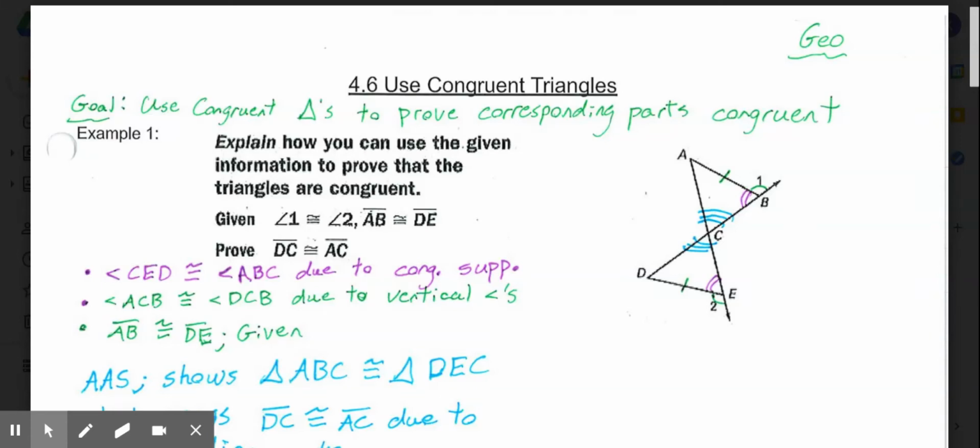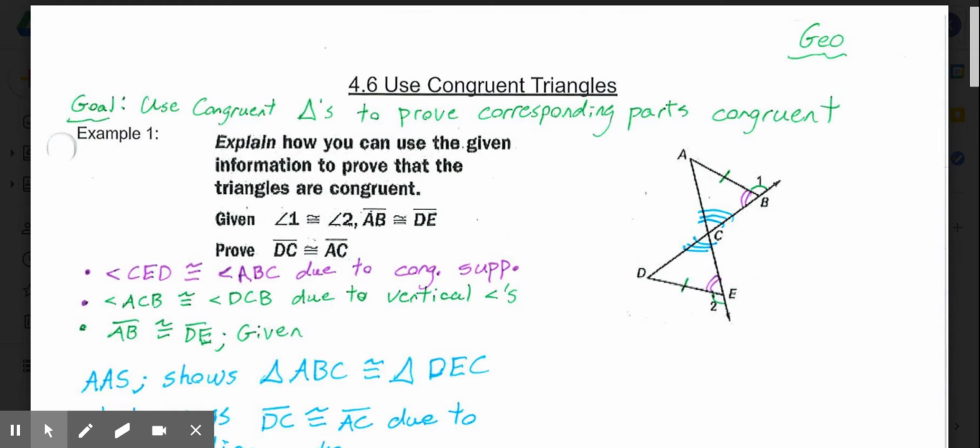Welcome to lesson 4.6, Use Congruent Triangles. So now that we've looked at the different theorems and postulates for proving triangles congruent, now we're going to look at using those congruent triangles to prove the idea of corresponding parts being congruent. So in any congruent triangle, we know the corresponding parts are congruent to each other, so that's the main idea we'll be exploring in this lesson.